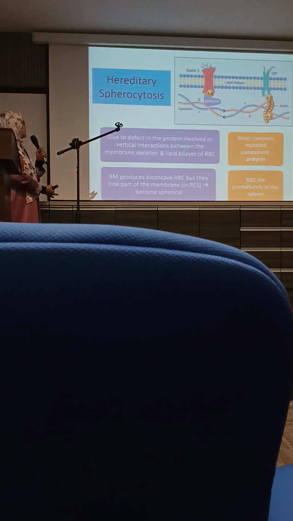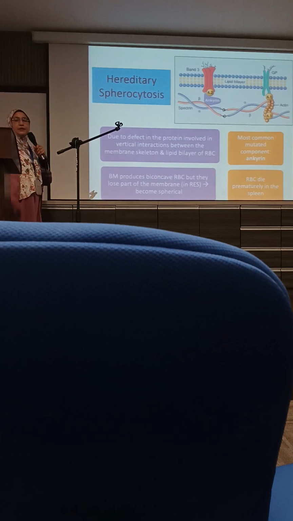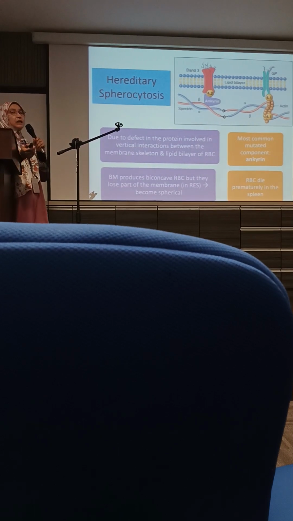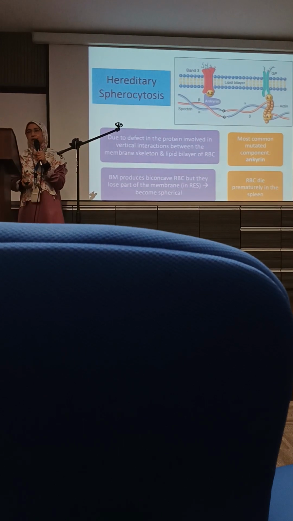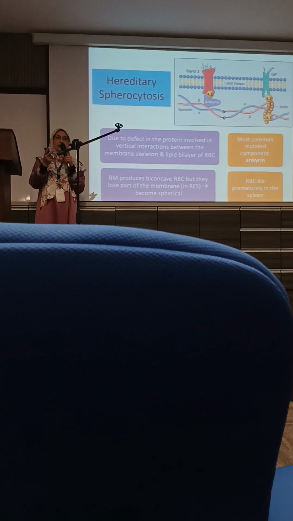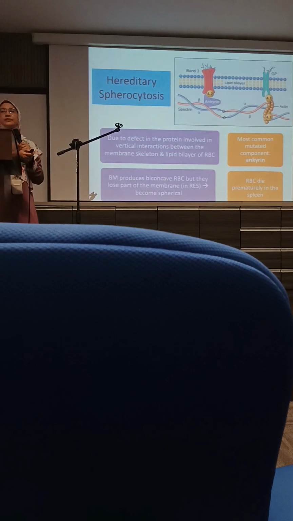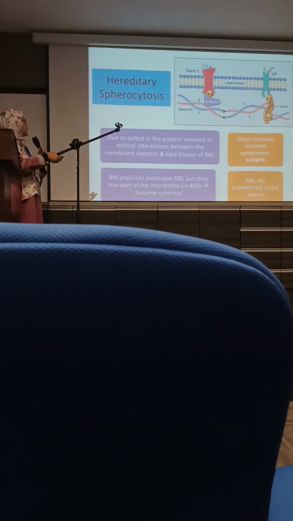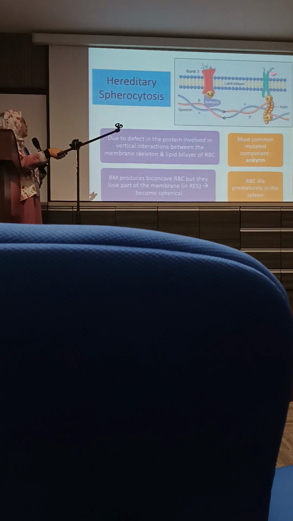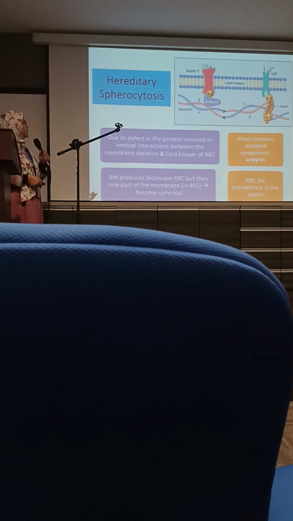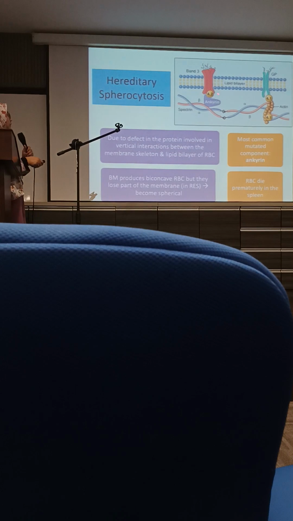Okay, now let's look at the specific case, hereditary spherocytosis. So as the name implies, the cell becomes spherocytes. It becomes round like a ball. It is not biconcave. It is due to defect in the protein involved in vertical interaction between the membrane skeleton and the lipid bilayer. The most common affected protein is ankyrin. So you have a defect in this ankyrin.